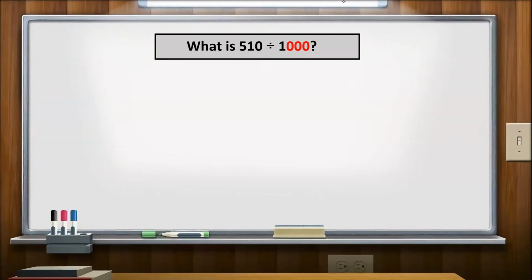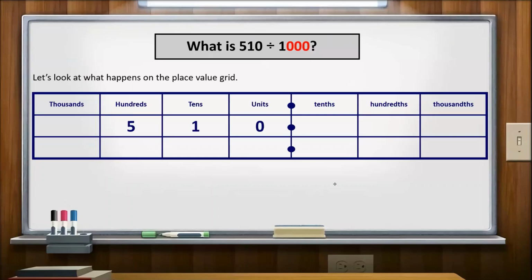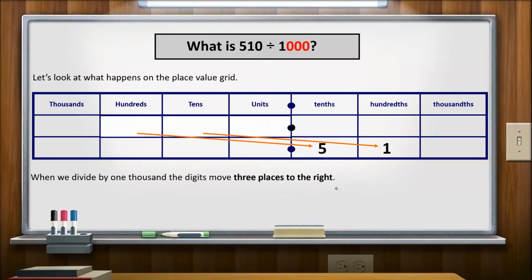Now moving on to a slightly different example. We will be dividing 510 by 1000. As done before, the same steps will be taken. Our 510 will be placed in the correct place value position on our grid. Now that we are dividing by 1000, we will be moving all our digits 3 places to the right on our place value grid, with our 1 moving from the tenths column to the hundredths column, and the 5 moving from the hundredths column to the tenths column.